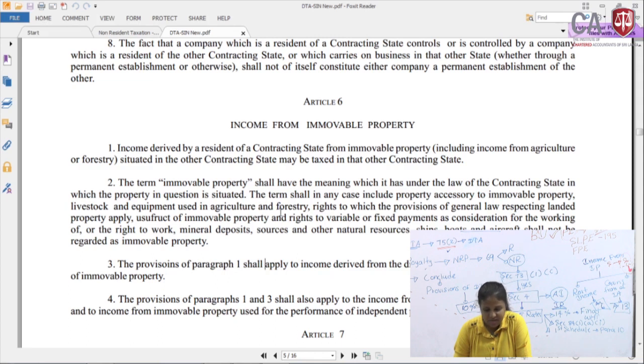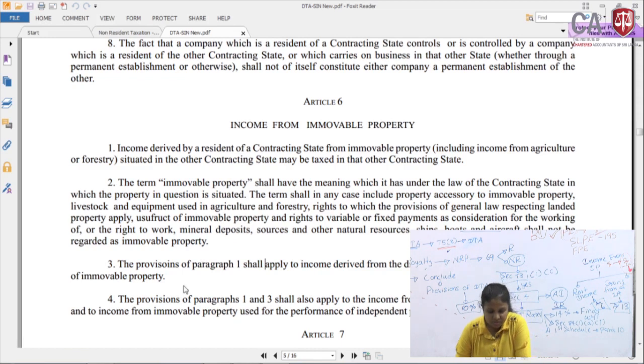in agriculture and forestry, rights to which the provisions of general law respecting landed property apply. The usufruct of immovable property and rights to variable or fixed payments as consideration for the working of, or the right to work, mineral deposits, sources and other natural resources, ships, boats and aircraft shall not be regarded as immovable property. The definition has been given.